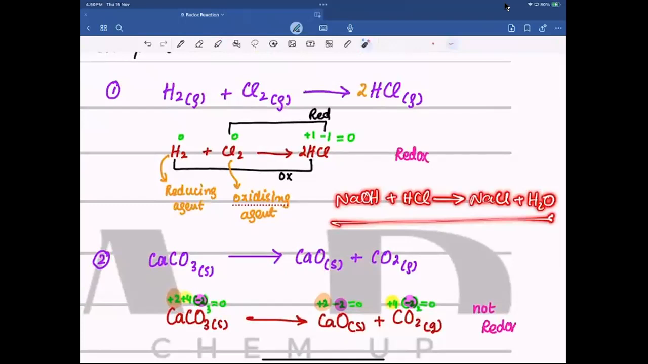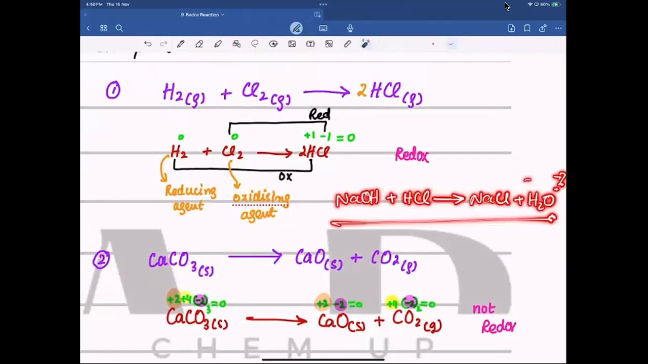Yes, Rohit, is it redox or not? Check, place the oxidation numbers, then you will find whether it's redox or not. Yes, what do you think? It's not redox. Yeah, good. It's not redox.